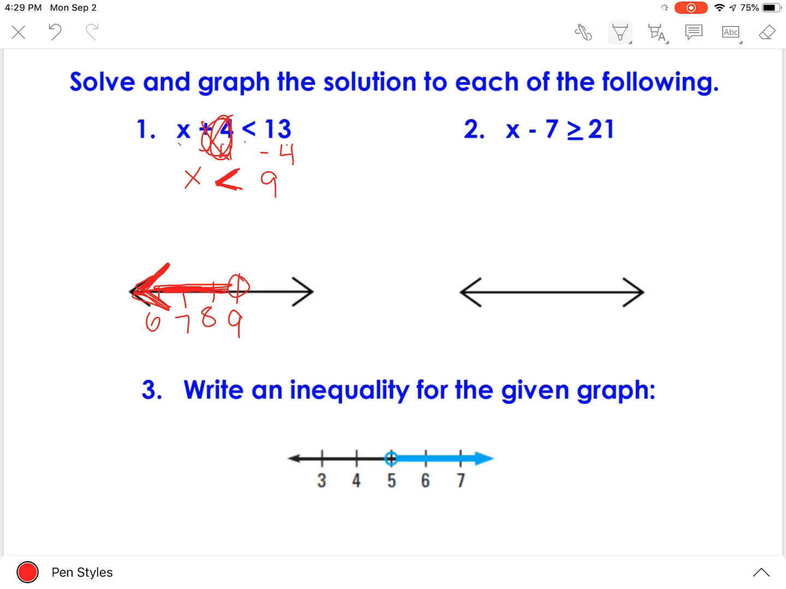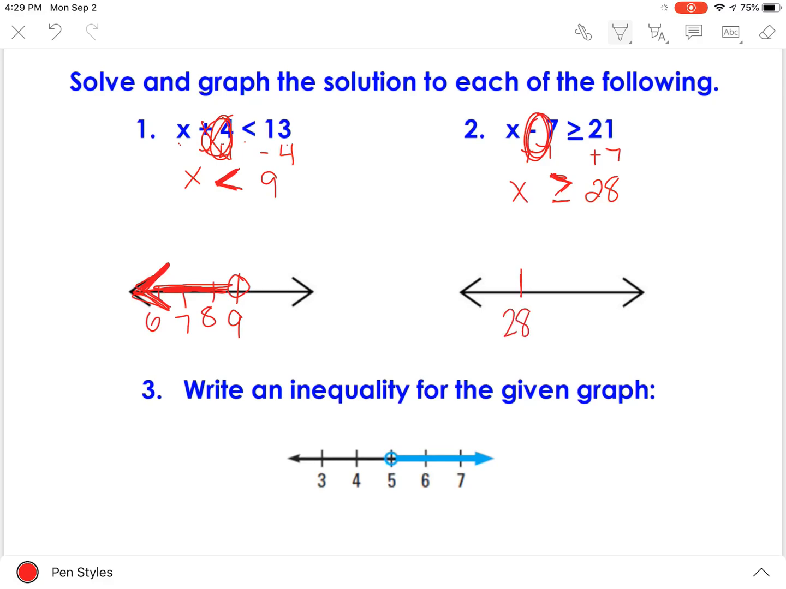Well, again, we just want to solve this. So we're going to add 7 to both sides. Well, we have x. This eliminates to 0. We keep our greater than or equal to sign. 21 plus 7 is 28. So x could be any number that is greater than or equal to 28.